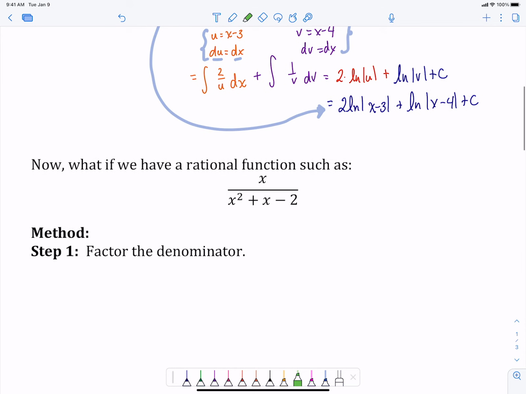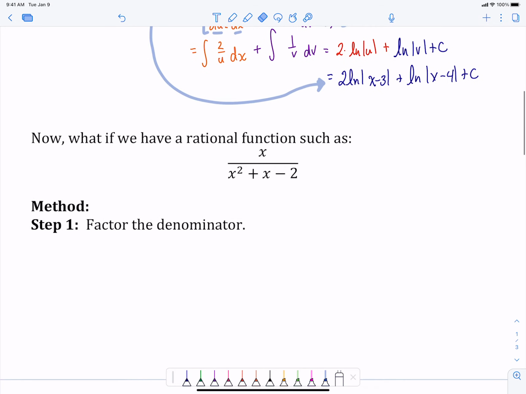So let's take a rational function that we don't know the integral to. Let's take this guy right here: x over x squared plus x minus 2. There we go. So our method here, and this is called partial fraction decomposition.